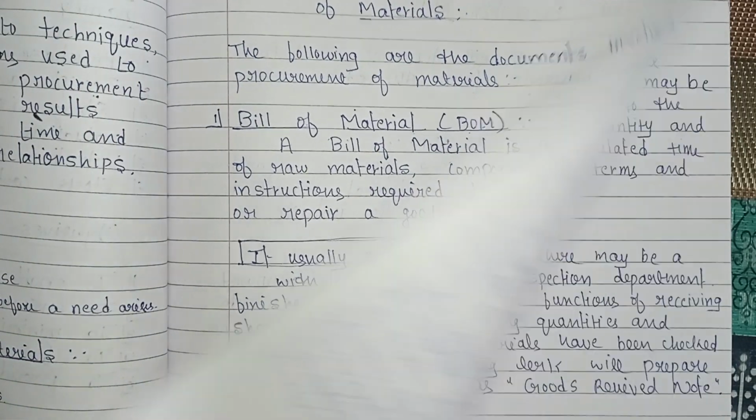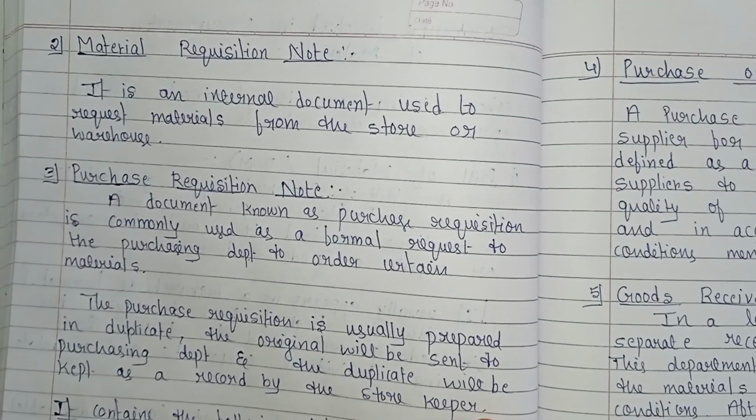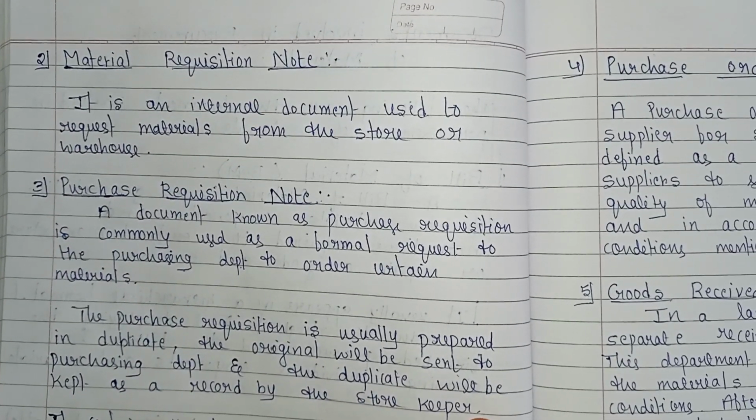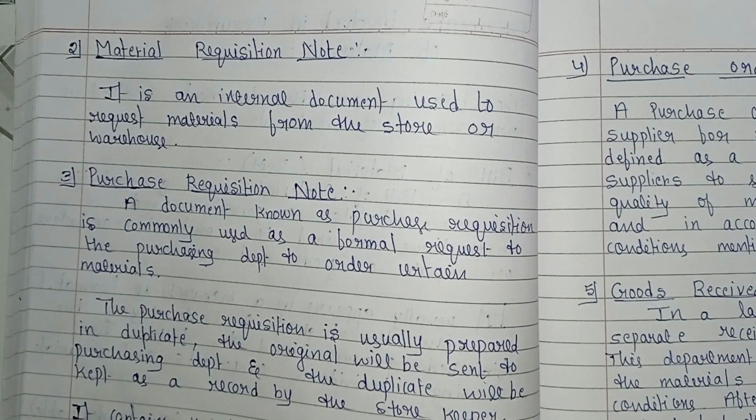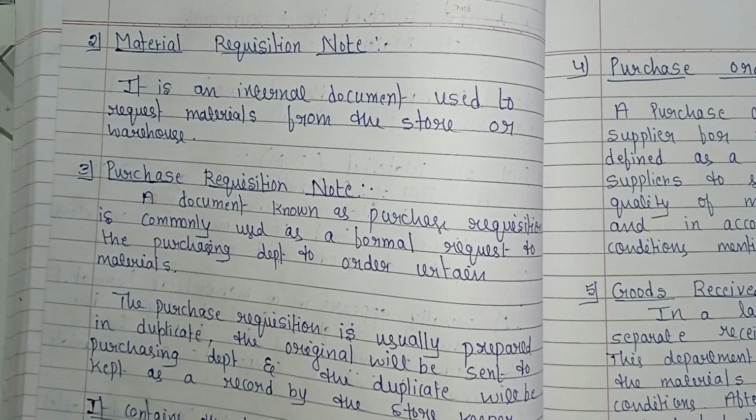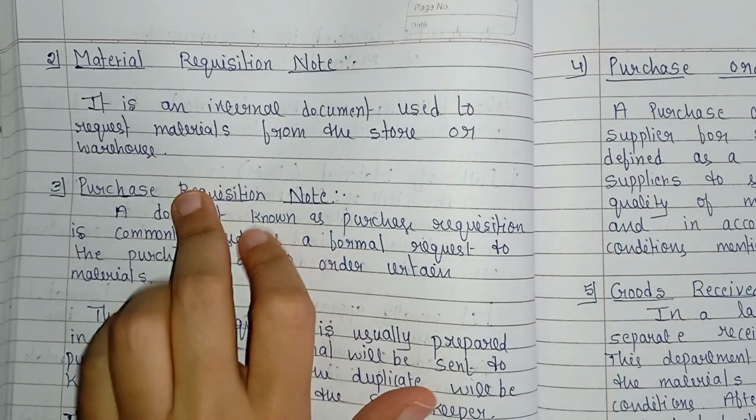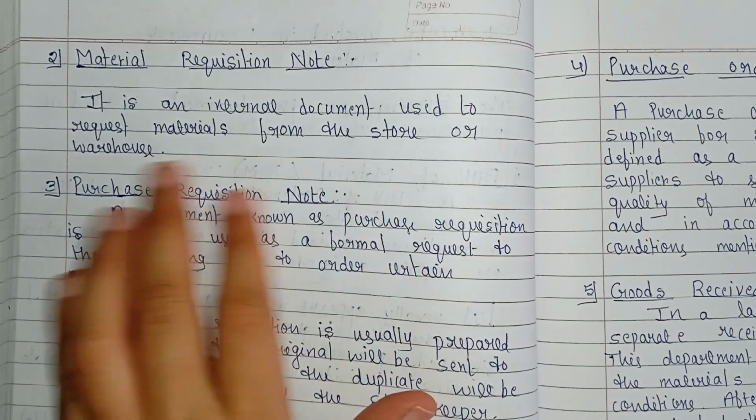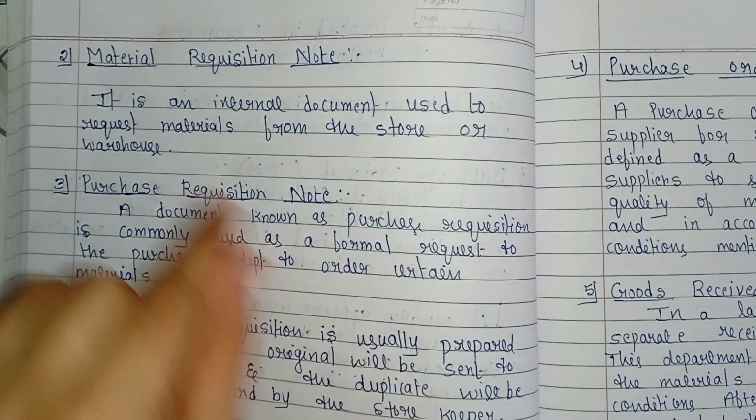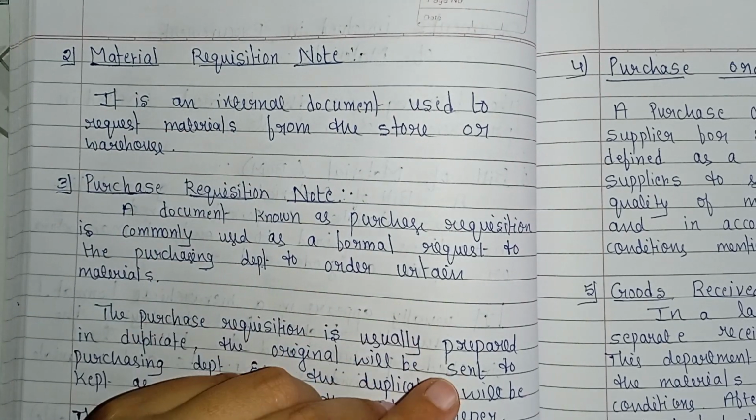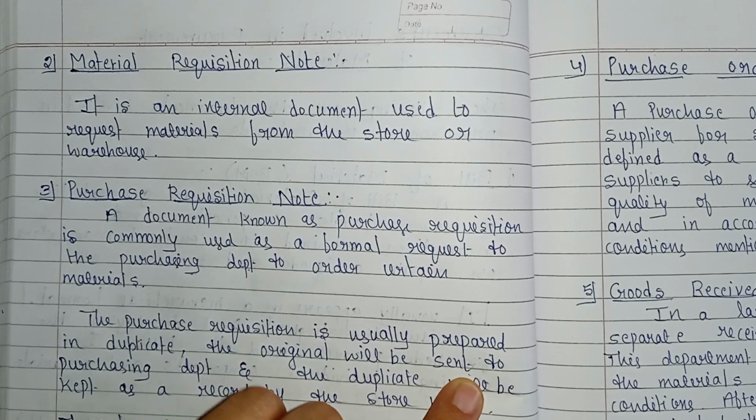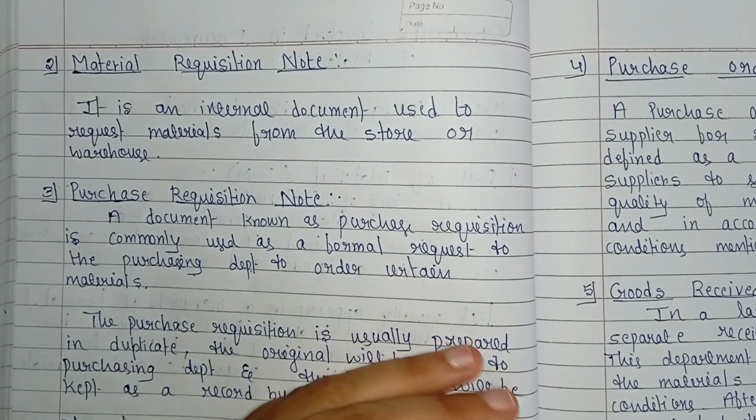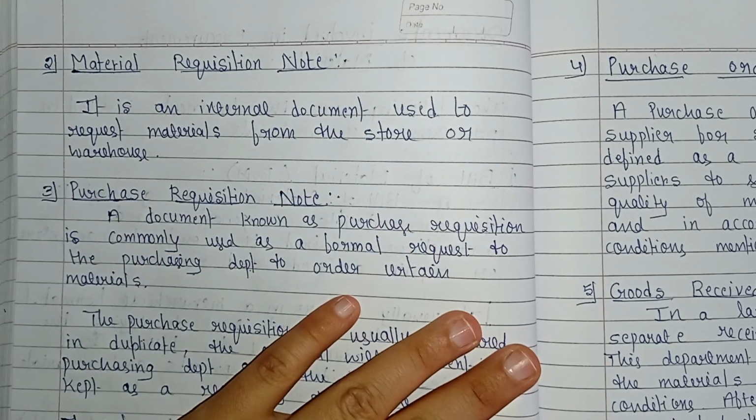Now see the next document, that is material requisition note. Material requisition note. Clear? See here, material requisition note. It means what? It is an internal document used to request materials from the store or warehouse. See, it is an internal document that is used to request the materials. Means we are requesting the materials from where? From the store or a warehouse.